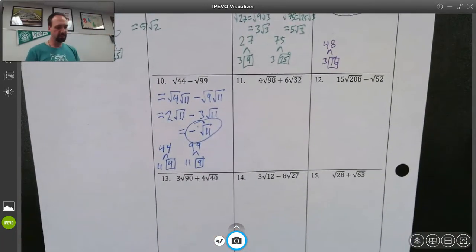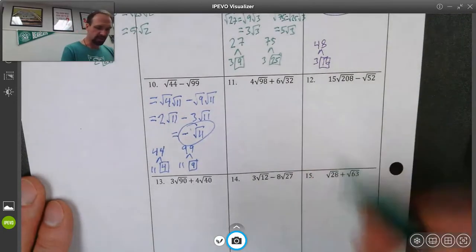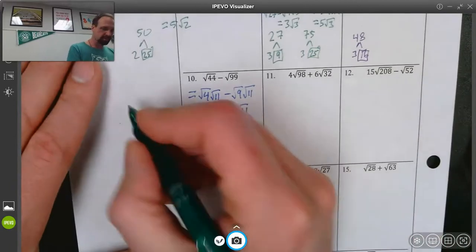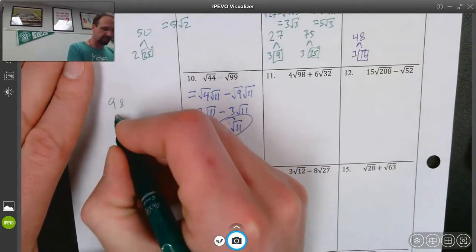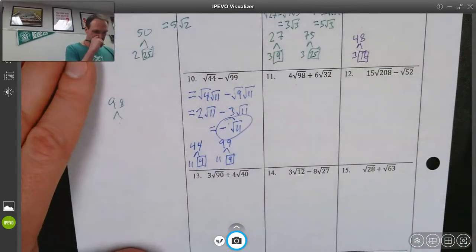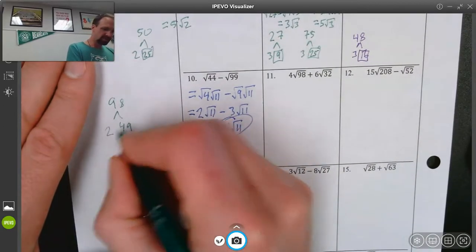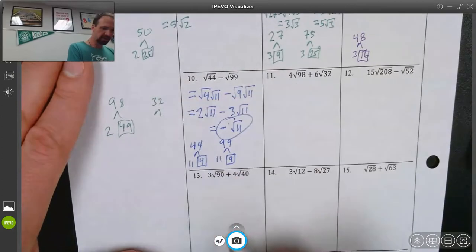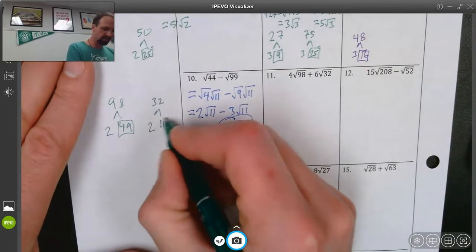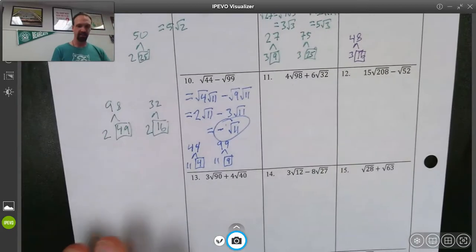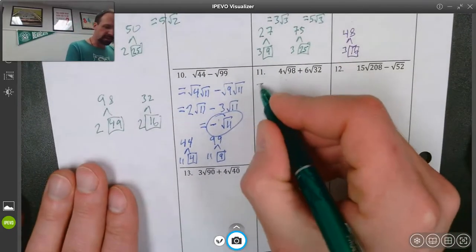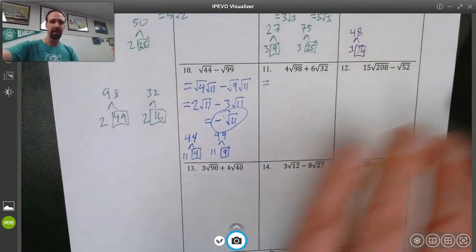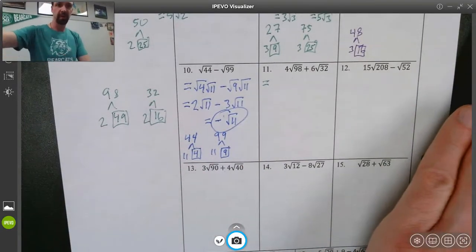Next one. 4 times square root of 98 plus 6 times square root of 32. So I'm going to do these off to the side just because I'm afraid I'm going to run out of room. So 98, I think that's 49 and 2. And then 32 is going to be 16 and 2. All right, look at that. These are going to simplify too. So when I write these, I have to be really careful because of that 4, that coefficient, that 4 and that 6. I want to carry that 4 and that 6 with me as well.